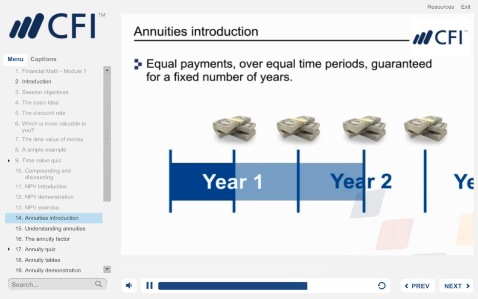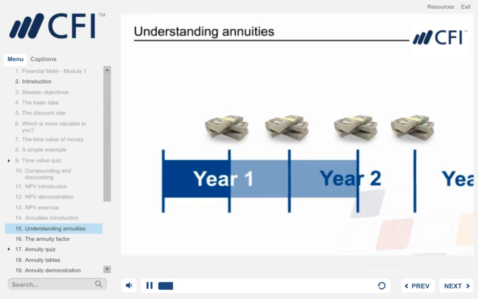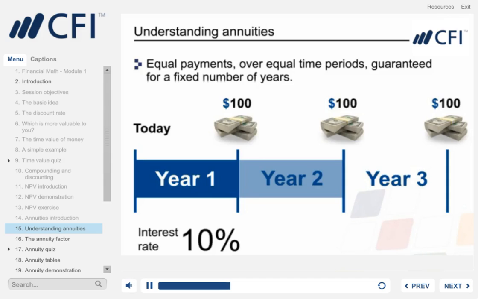While we can calculate the present values of each future cash flow of an annuity to arrive at its present value, we can also calculate an annuity factor, which makes our task a lot easier. Let's look at an example. Say we had a 3-year annuity, receiving $100 starting 1 year from today for each of the next 3 years. How much would we be willing to pay today to receive this annuity if interest rates were 10%?